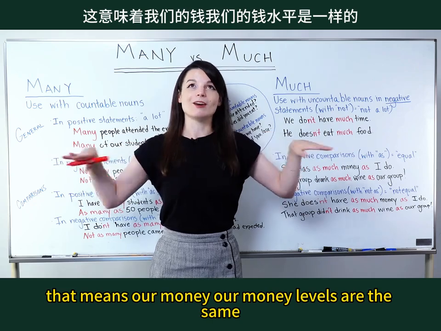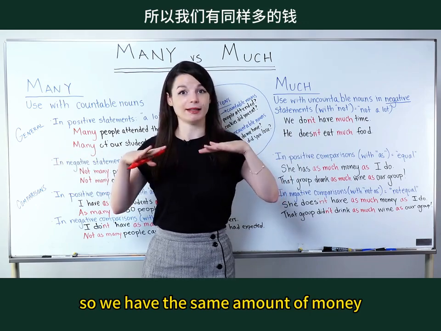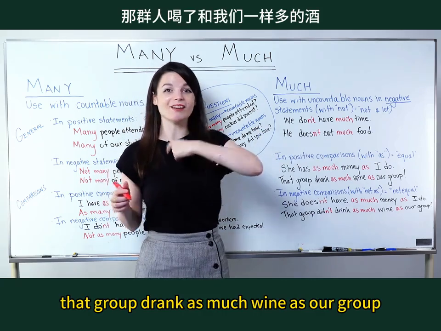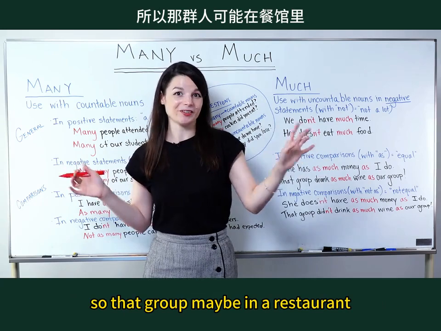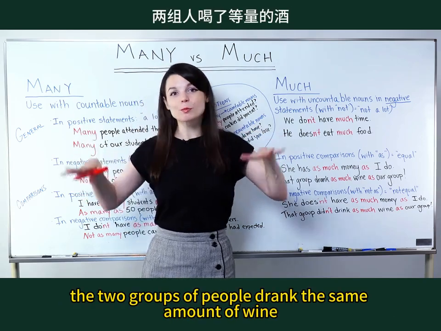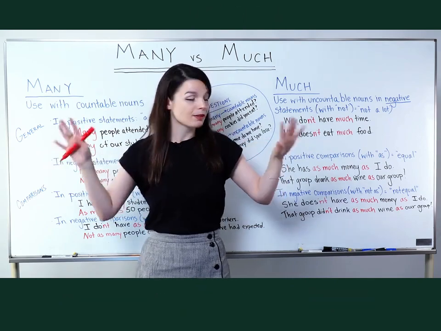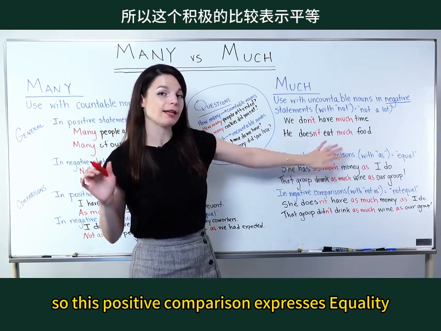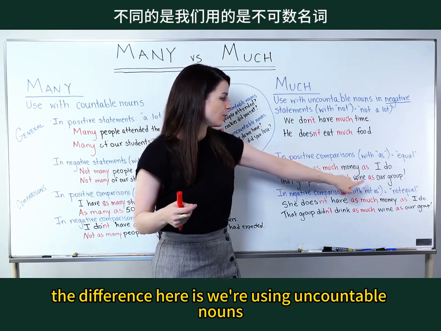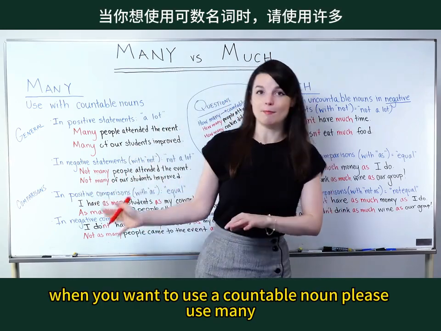That means our money levels are the same. So we have the same amount of money. The next example, that group drank as much wine as our group. So that group, maybe in a restaurant, that group drank as much wine as our group. That means the two groups of people drank the same amount of wine. It was about equal. So this positive comparison expresses equality. The difference here is we're using uncountable nouns. When you want to use a countable noun, please use many.